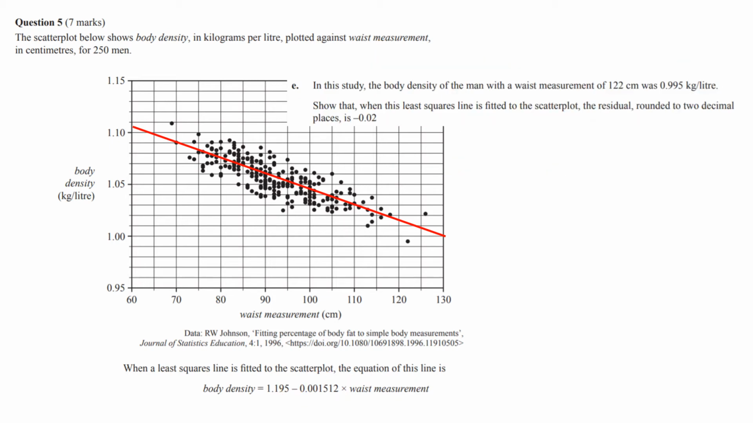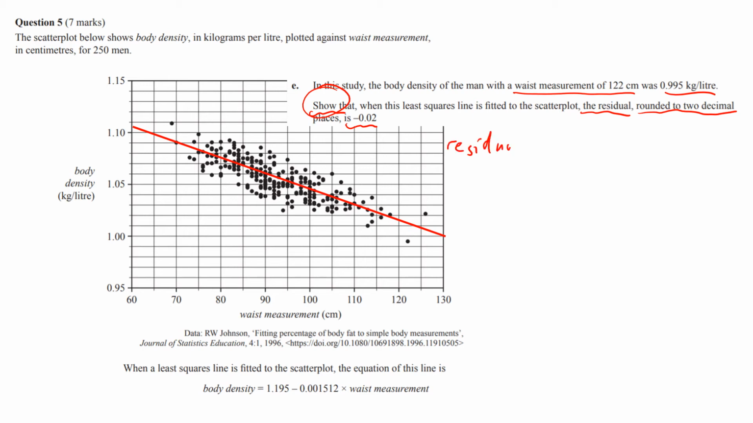Okay, so they're giving us some values here. They're saying that the waist measurement of 122 centimeters gives a density of 0.995. And we need to show that when this least squares line is fitted to this couplet, the residual will be, when rounded to 2 decimal places, minus 0.02. So it's quite a nice question, because it tells you the answer. You've got to show that that is the answer, so don't just write the answer. So what does the residual equal?